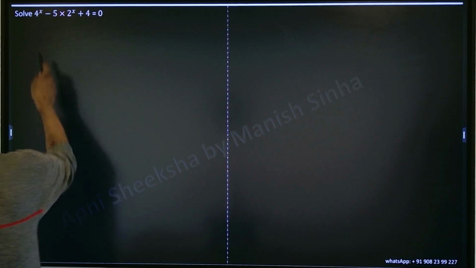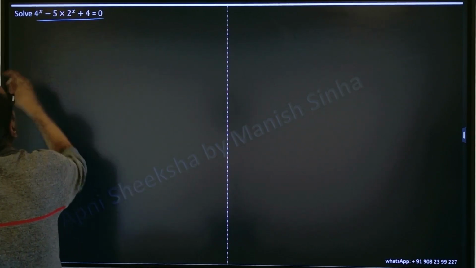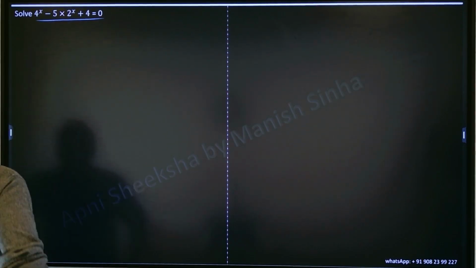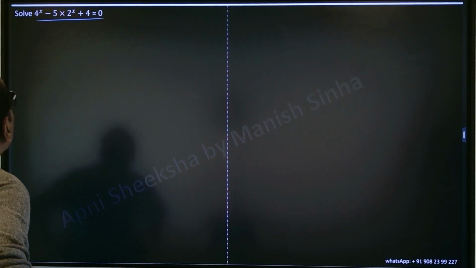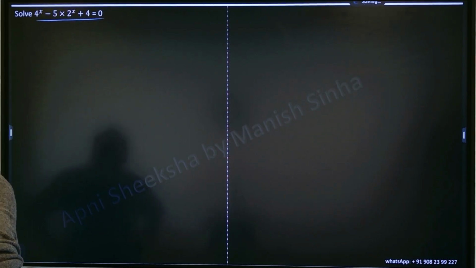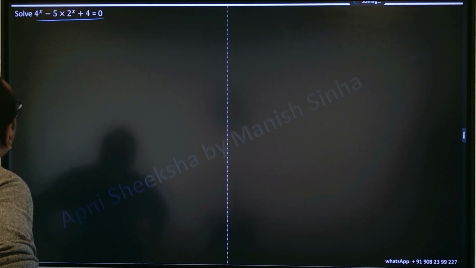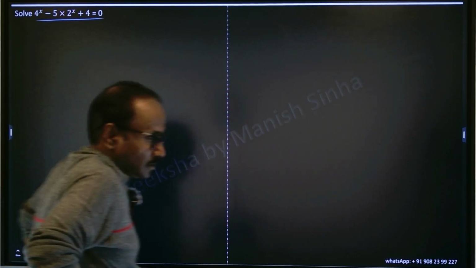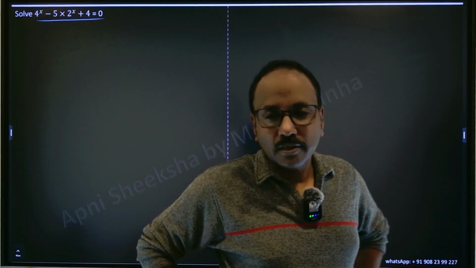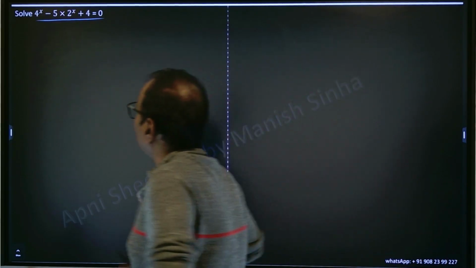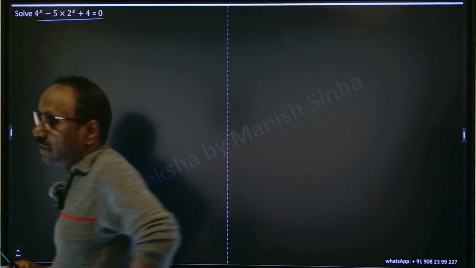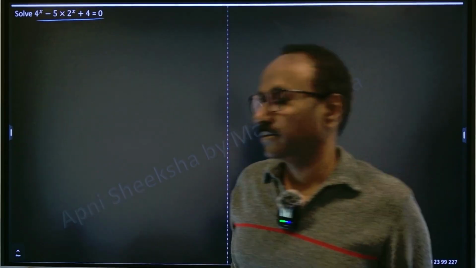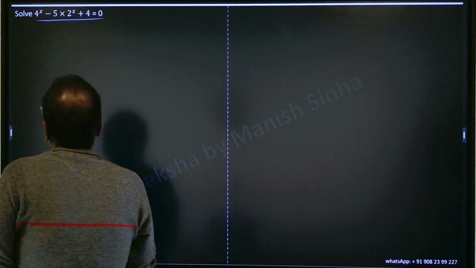Now this is another equation: 4 to the power x minus 5 into 2 to the power x plus 4. To make it simple, you must look for a way to convert this 4 to the power x in the form of 2 to the power x, so that you will assume 2 to the power x as y and then solve the equation. So we will proceed like that.